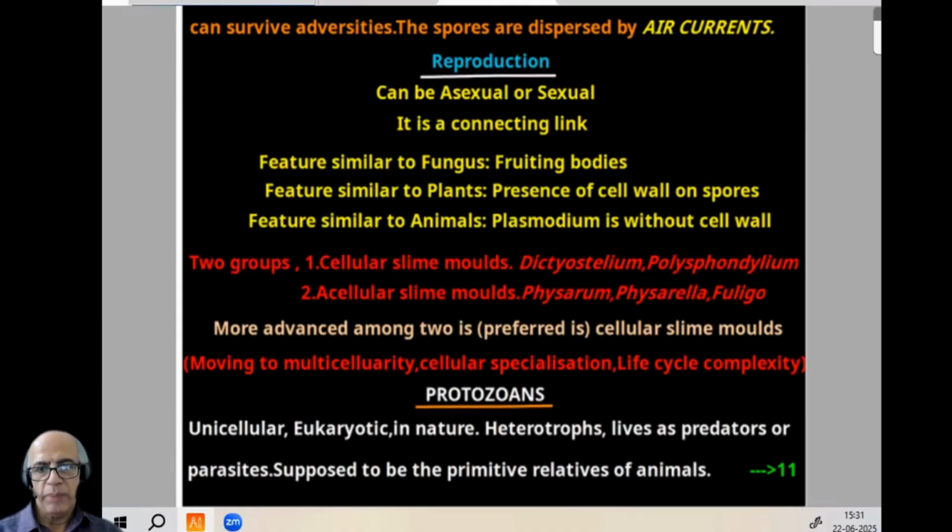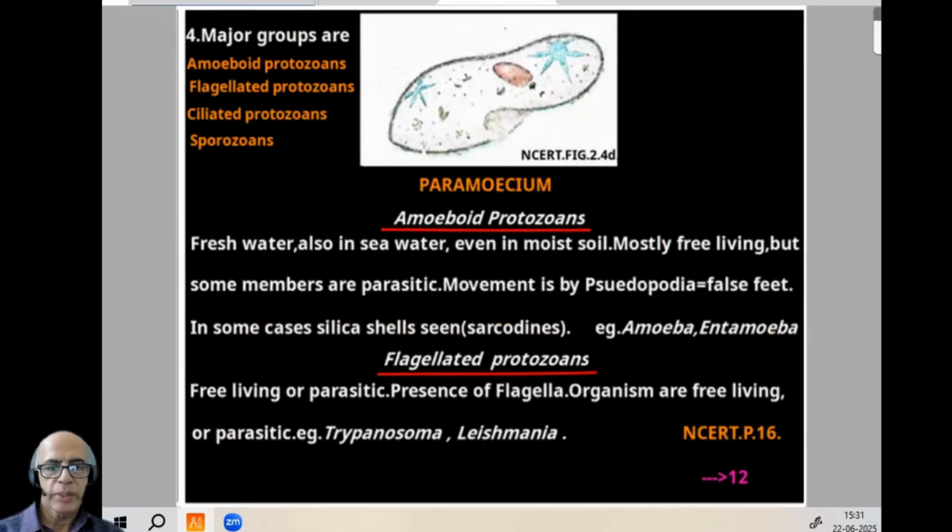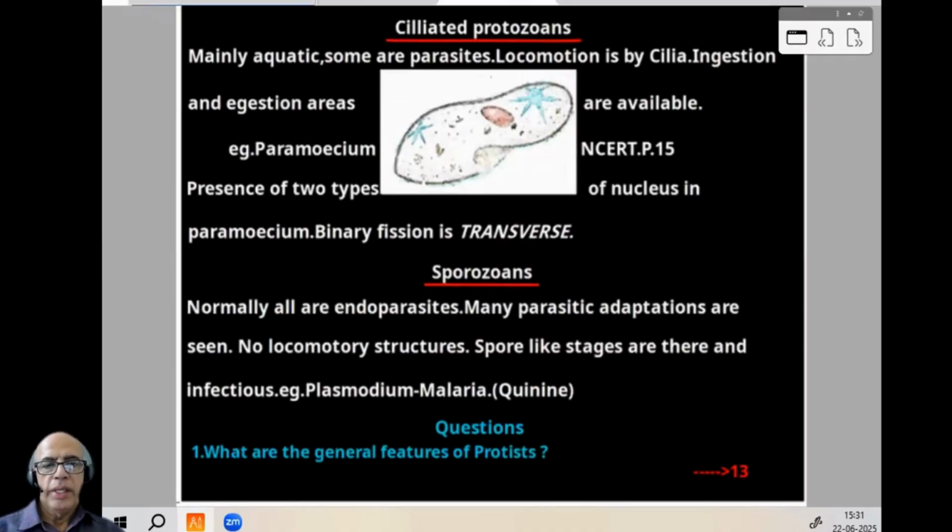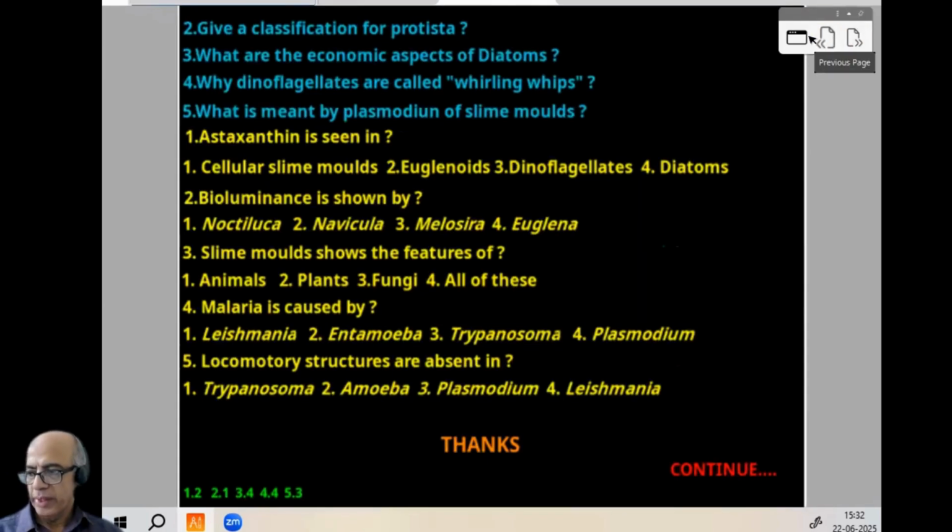Then protozoan, the first animal-like organism. Their classification: amoeboid, flagellated, ciliated, sporozoan. Features of amoeboid protozoan, examples amoeba and Entamoeba, sarcodines, another name. Then flagellated protozoan, examples Trypanosoma and Leishmania. Then ciliated protozoan, paramecium, they will be able to move fastest among all in this group. Binary fission is transverse. Then came parasites, sporozoan, typical example is Plasmodium, malaria, quinine from cinchona. Then as usual, 5 theory questions, 5 NEET model questions with the key.